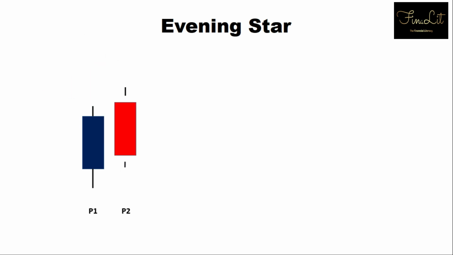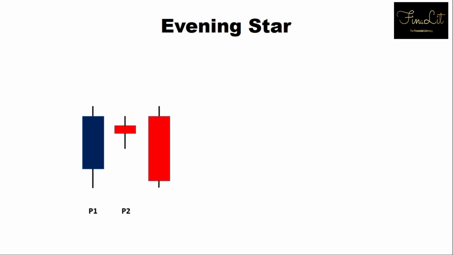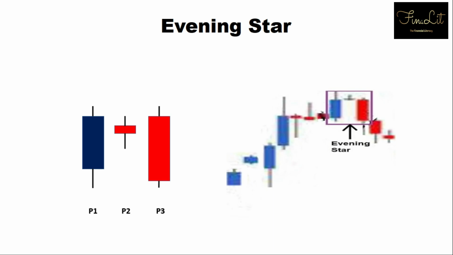Evening star. Evening star is a bearish pattern which occurs at the top end of an uptrend. The idea is to go short on P3 with the highest high of the pattern acting as a stop loss. The star formation evolves over a 3-day period. Hence, both the risk averse and risk taker are advised to initiate the trade on P3.